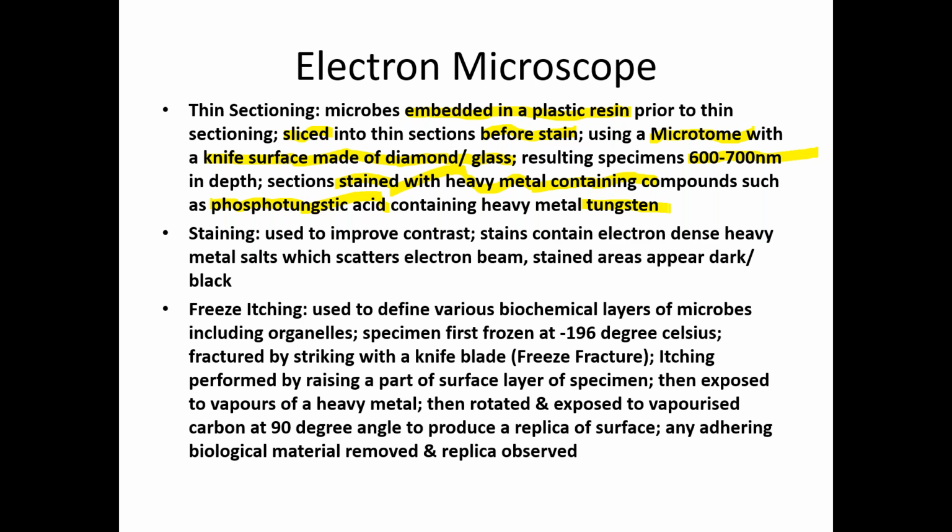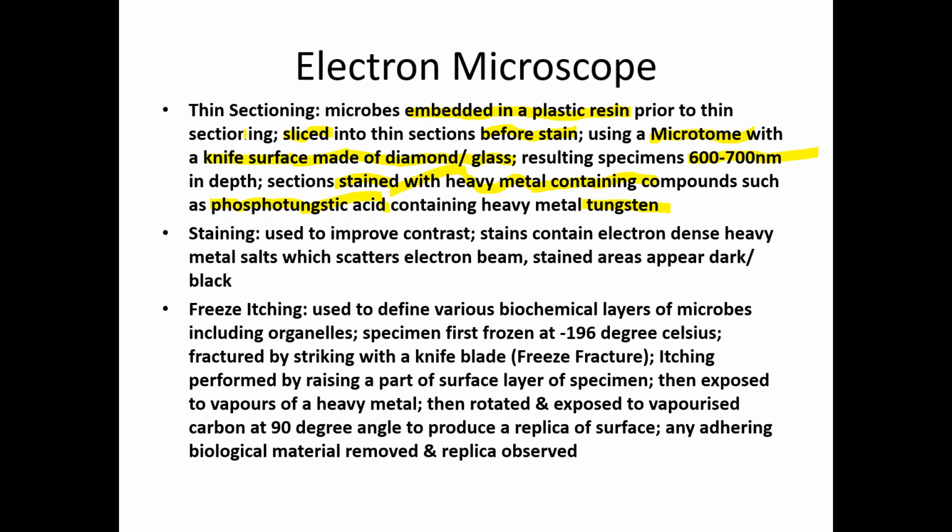Because we are not going to use light waves in order to illuminate the object. In electron microscopy, we are going to use a beam of electrons. As a result, staining has to be performed with heavy metal containing compounds. For example, such a heavy metal containing compound which we use in electron microscopy is phosphotungstic acid, which contains the heavy metal tungsten. Clear? So that's thin sectioning, and now we are going to staining.